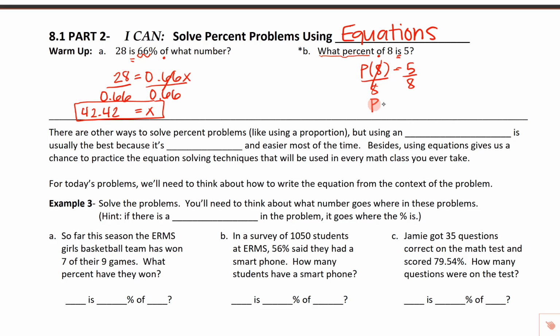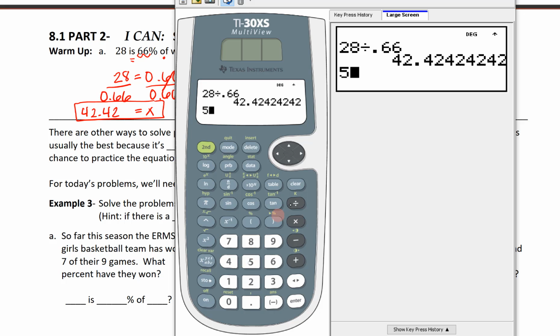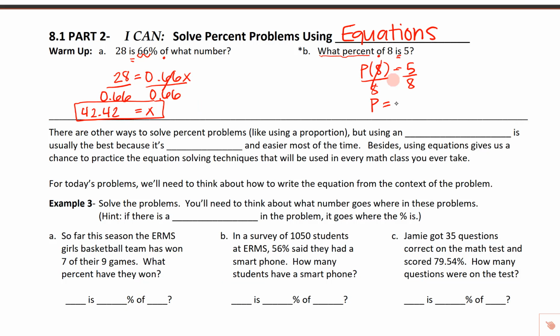So we get capital P equals, we're going to do 5 divided by 8, and we get 0.625, so P equals 0.625. But remember, it says what percent, so we need to change this decimal to a percent by multiplying by 100 or moving the decimal to the right twice. So our percent is actually 62.5%.